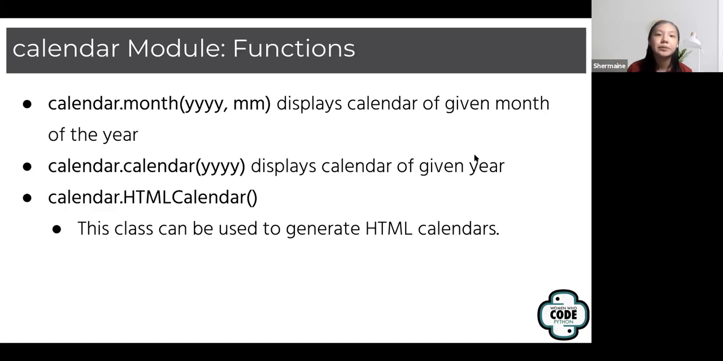Some functions that we will explore today include calendar.month, where you put in the year and the month, and it will display the calendar of the given month of the year. Or if you wish to see the calendar of the given year, you can just use calendar.calendar and put in your year, and it will show you all the months in that year. Another function is HTML calendar, which generates HTML calendars for you. All of these may seem confusing right now because you don't know how it looks when you run these codes, but you will be able to see it in a while.